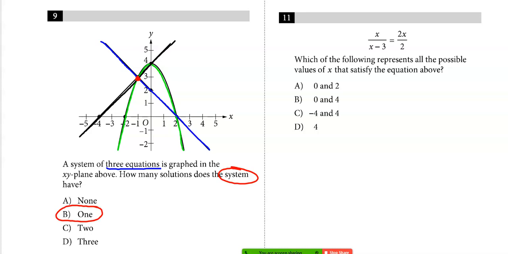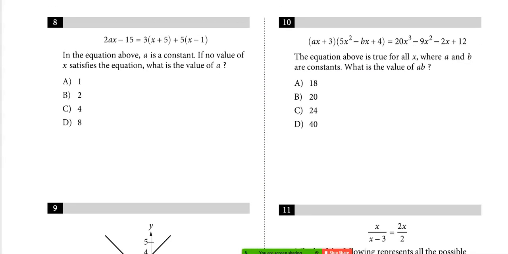All right, moving on to number 10. Let's be up here at the top. So what do we got here? This one says the equation above is true for all x, where a and b are numbers, constants. What's the value of a times b?